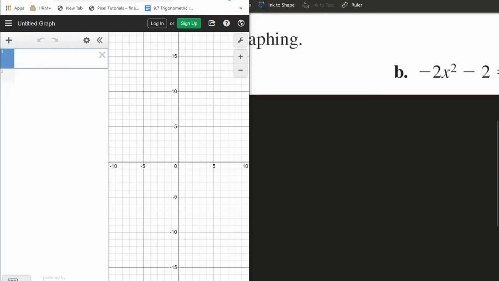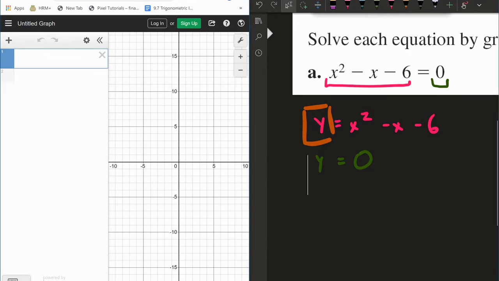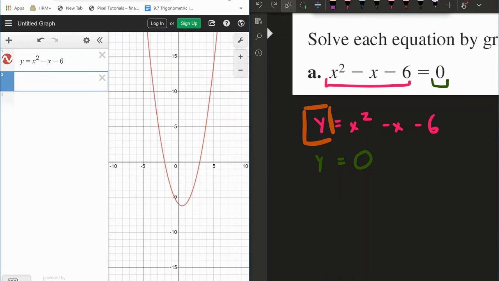We're just going to jump over to Desmos. I'm going to move this to half screen so I can see both of them. And I'm going to graph the equation y equals x squared minus x minus 6, and then I'm going to graph another line, y equals 0. And then I'm just going to look at where they cross. They cross at (-2, 0) and (3, 0).